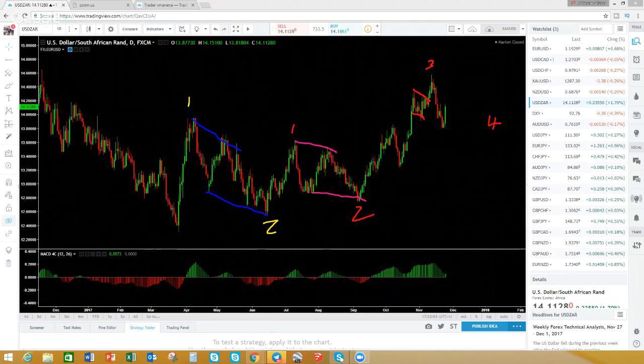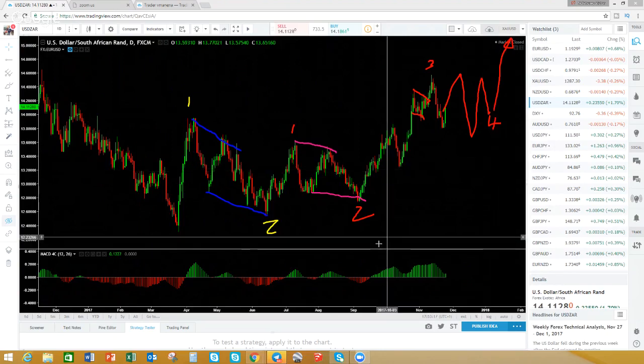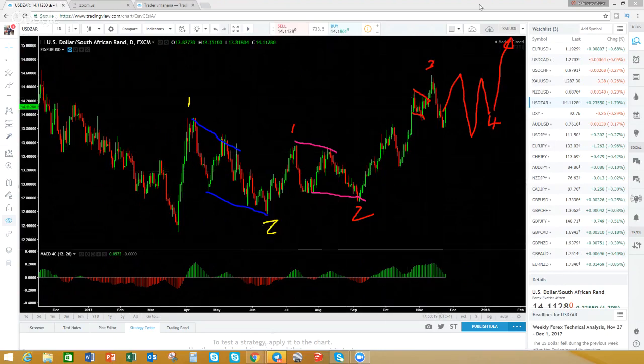Okay. How will this red 4, what corrective structure will form in there? That's the only thing we don't know. But what we know is that we're going to have a corrective structure in wave 4 before we complete the wave 3. Only wave 3 in yellow. So we're still long-term bullish US dollar against the ZAR here.